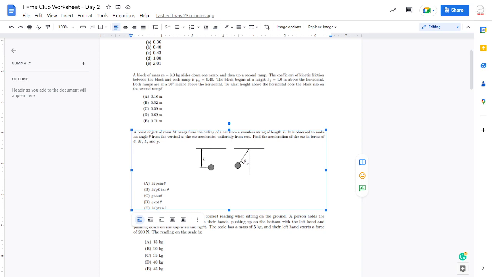So we have a point object of mass m hanging off the ceiling of a car on a string of length l. It is observed to make an angle theta on the vertical as the car uniformly accelerates. So find the acceleration of the car in those terms, right? So let's switch back here.